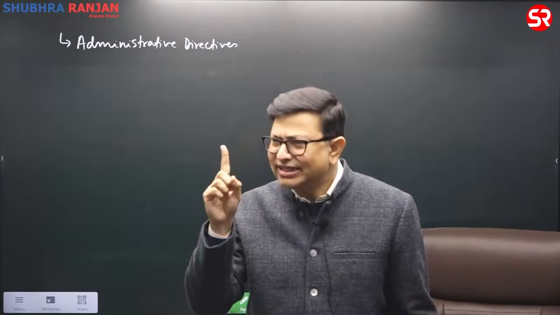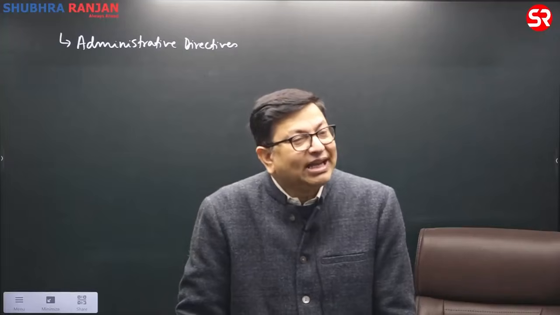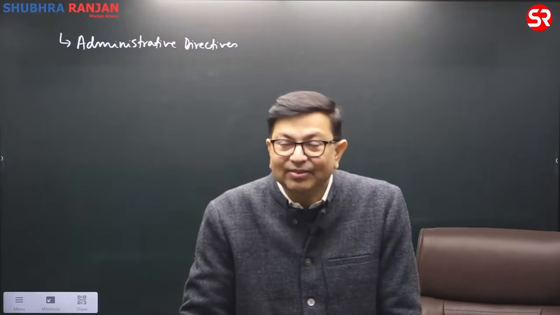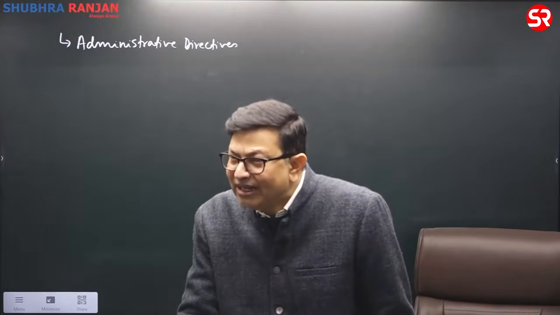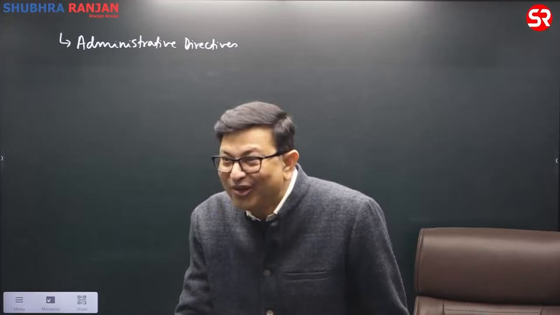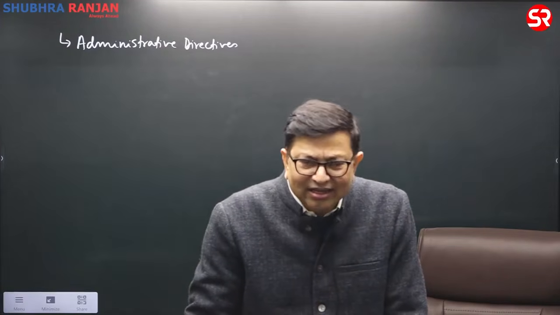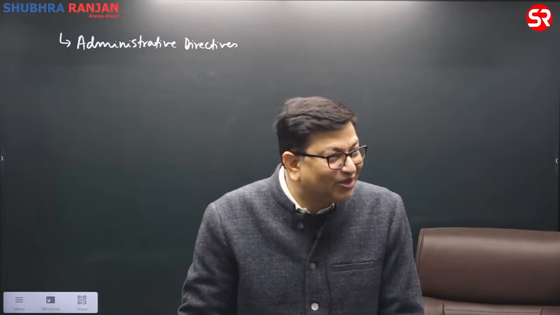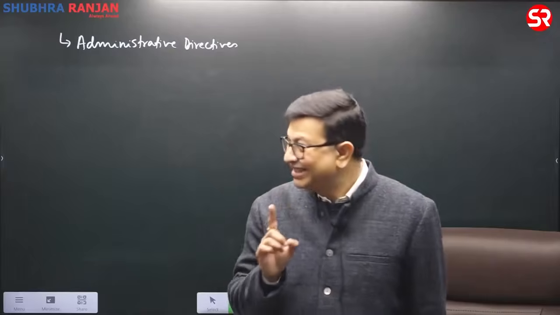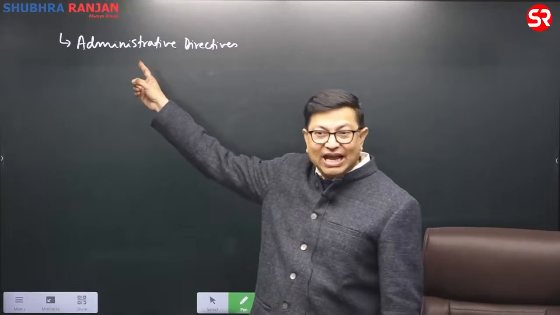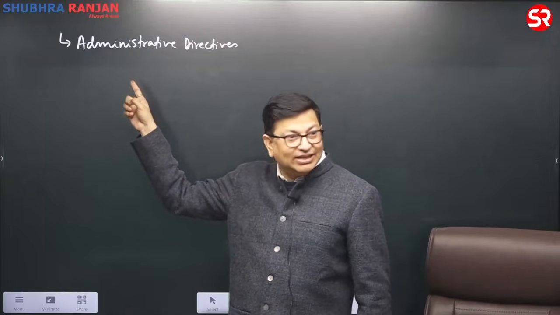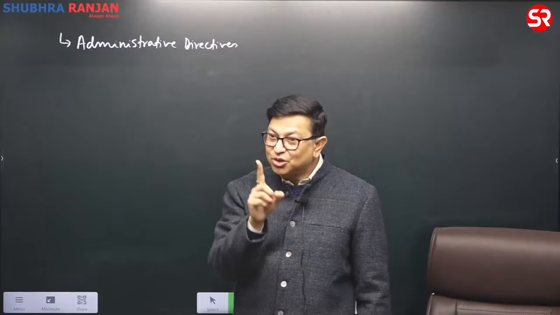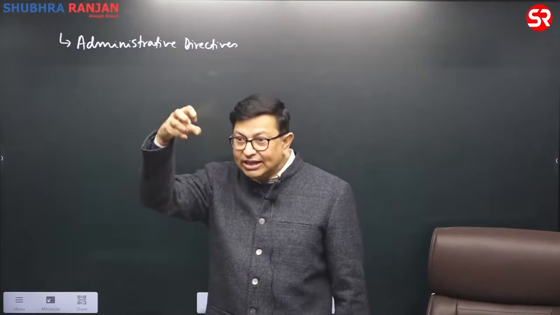And Article 365 says that if a state government fails to abide by these administrative directives, it will be considered as breakdown of constitutional machinery in the state. It is silent on whether there will be President's rule or not, but it is saying that it will be considered as breakdown of constitutional machinery. It means that the states will have to abide by the administrative directives issued by the center, so it is a unitary feature.